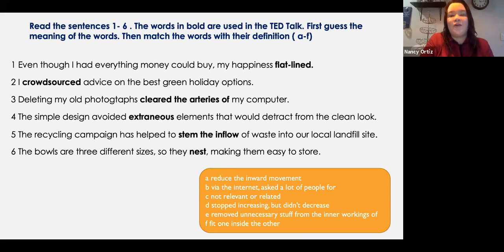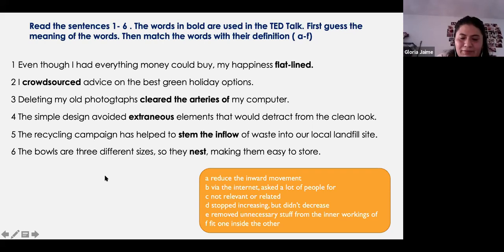Or as the teacher was saying, if we use it in a figurative meaning, or for your feelings, you can maybe say, the feelings I had for my ex flatlined, which is, okay, the heart wasn't going like this anymore. Okay, excellent.